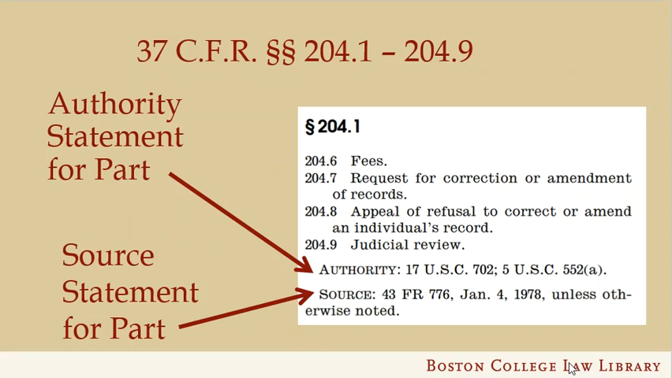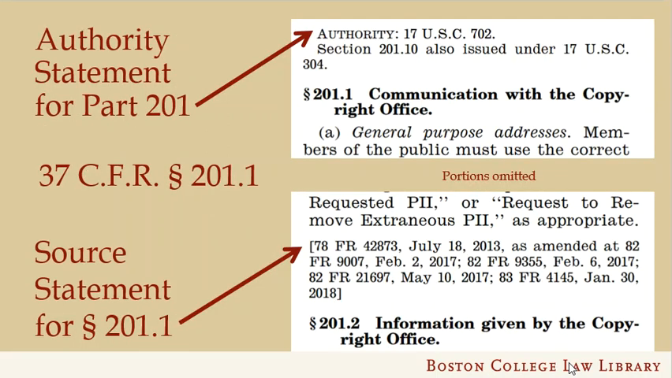At the beginning of many CFR parts, there is also a source statement. The source is the equivalent of the statutes at large citations that appear at the bottom of U.S. Code sections. This is the citation to the volume and page in the Federal Register where these regulations were first published. Some individual sections within a part have their own source statements, especially if they were added or amended separately from the part as a whole.